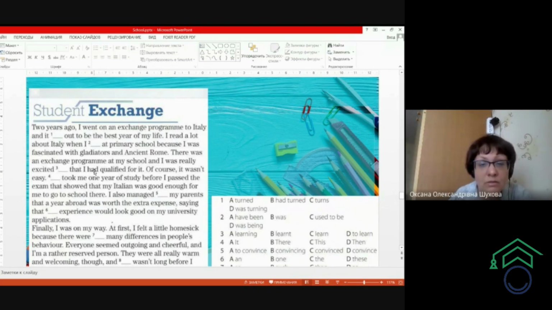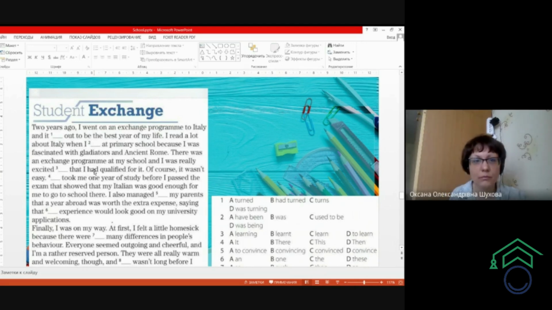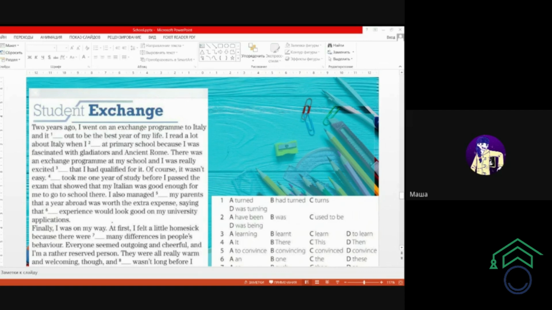Okay, the next sentence. I read a lot about Italy when I was at primary school because I was fascinated with gladiators and ancient Rome. So, what have you chosen? When I was. Okay, yes. Can you explain why? Because it's about the past, and after that also because I was fascinated.